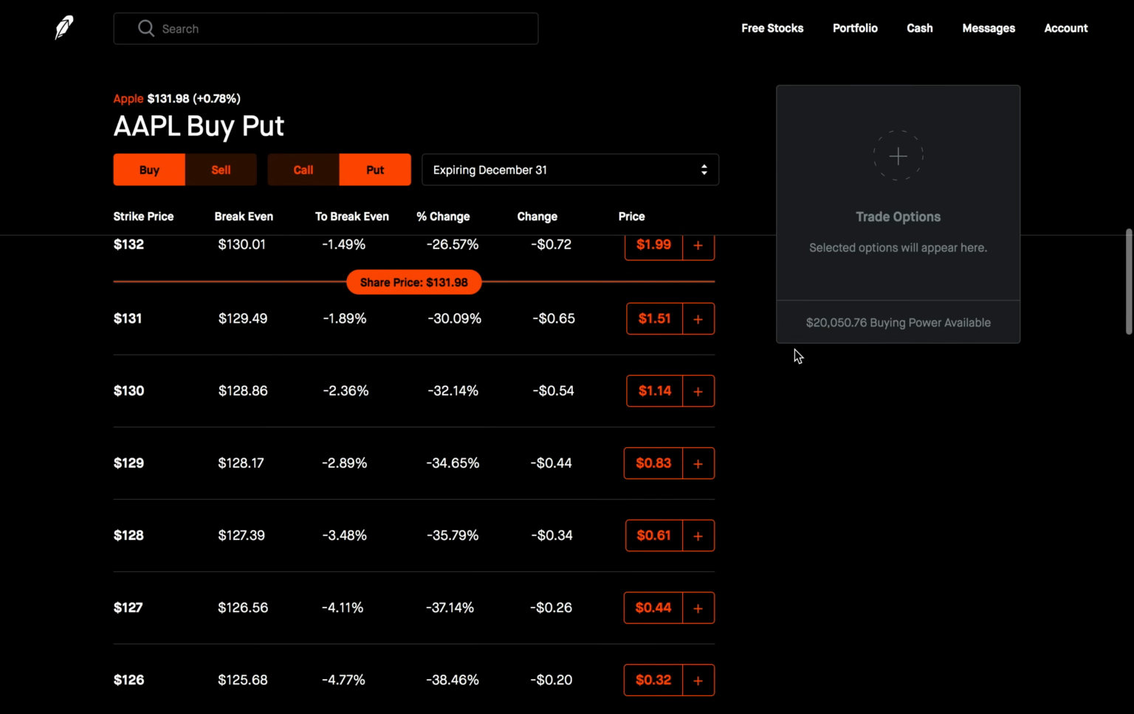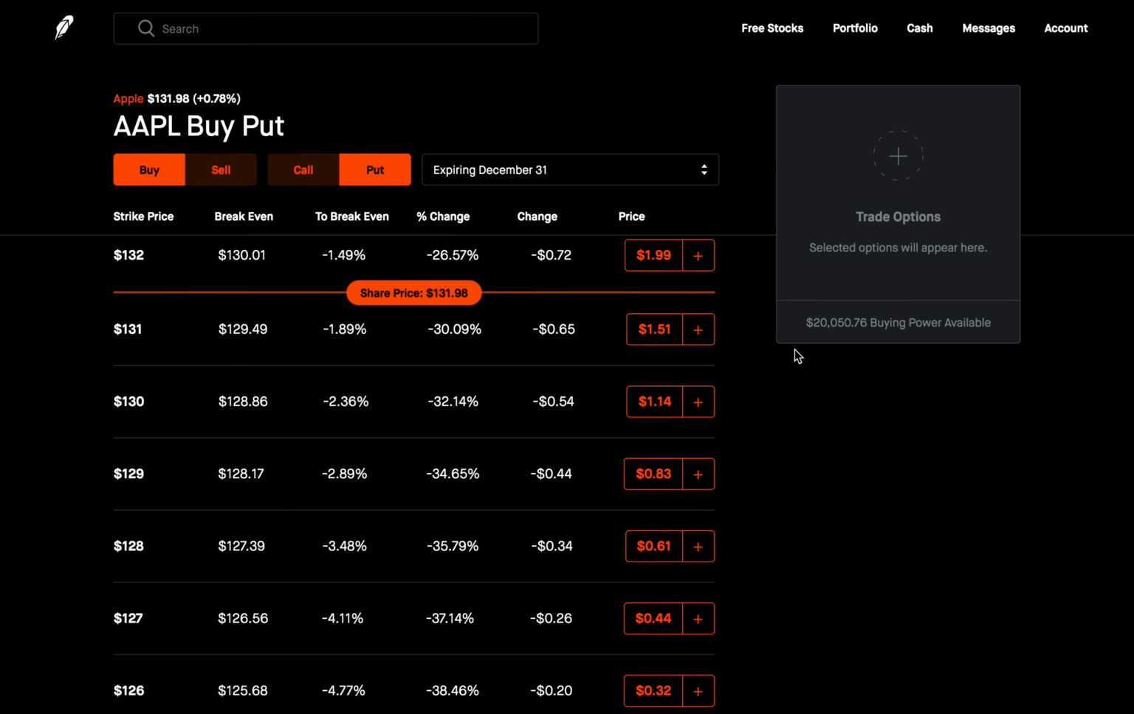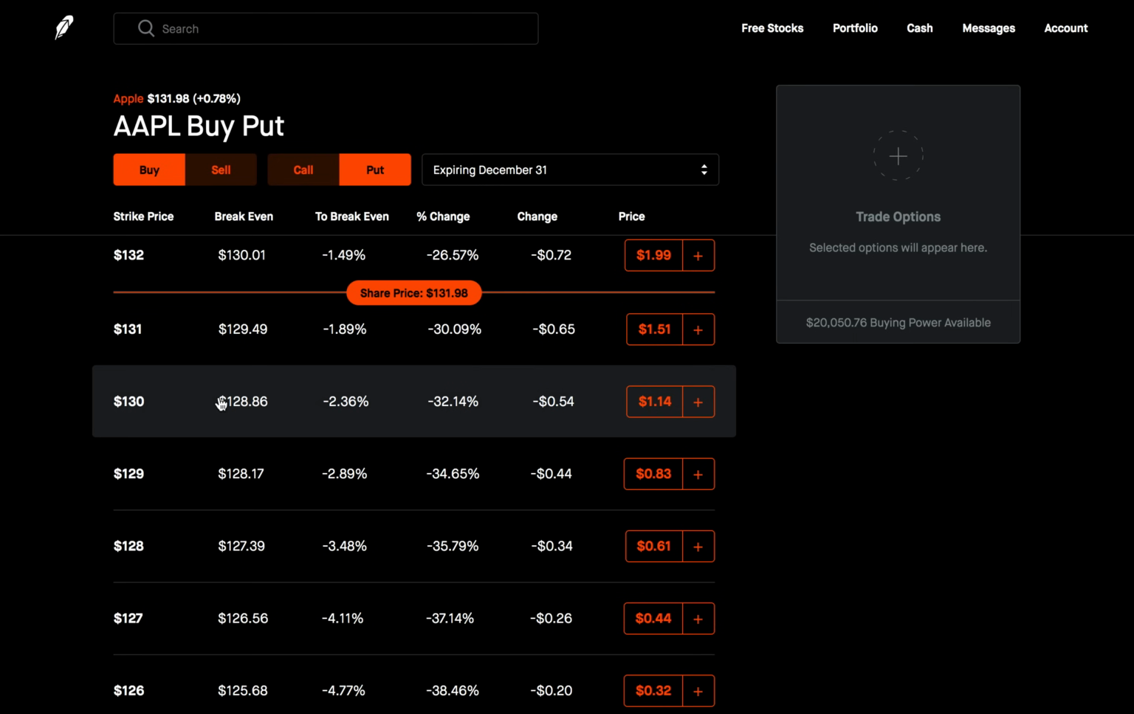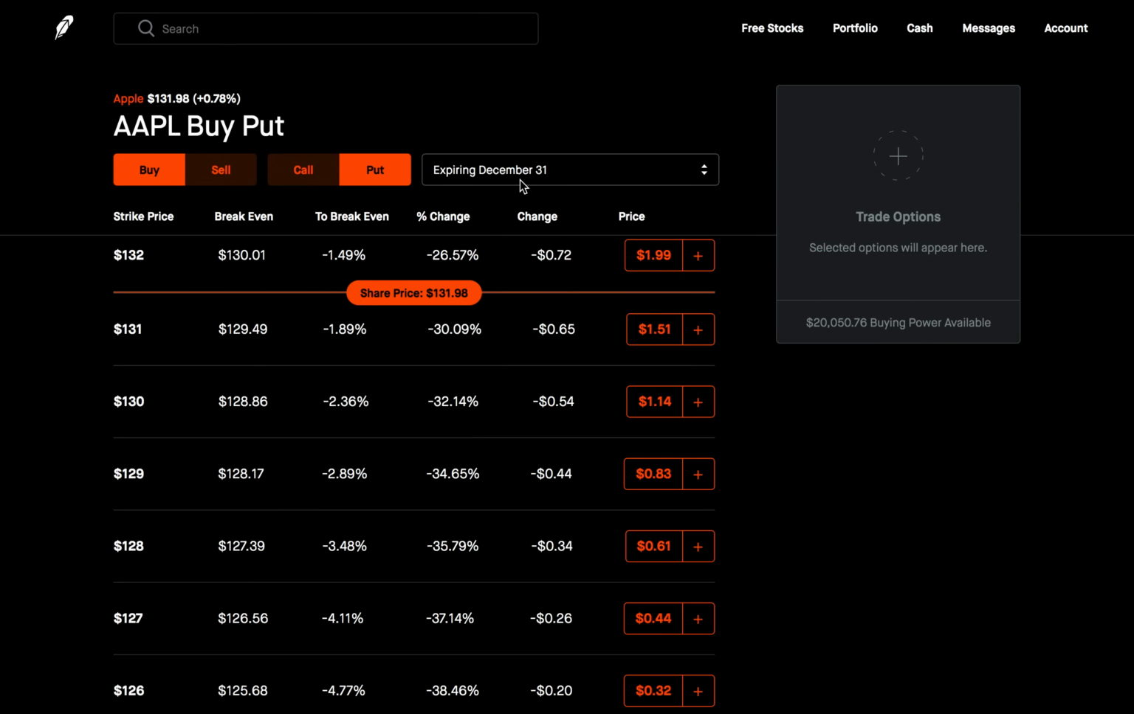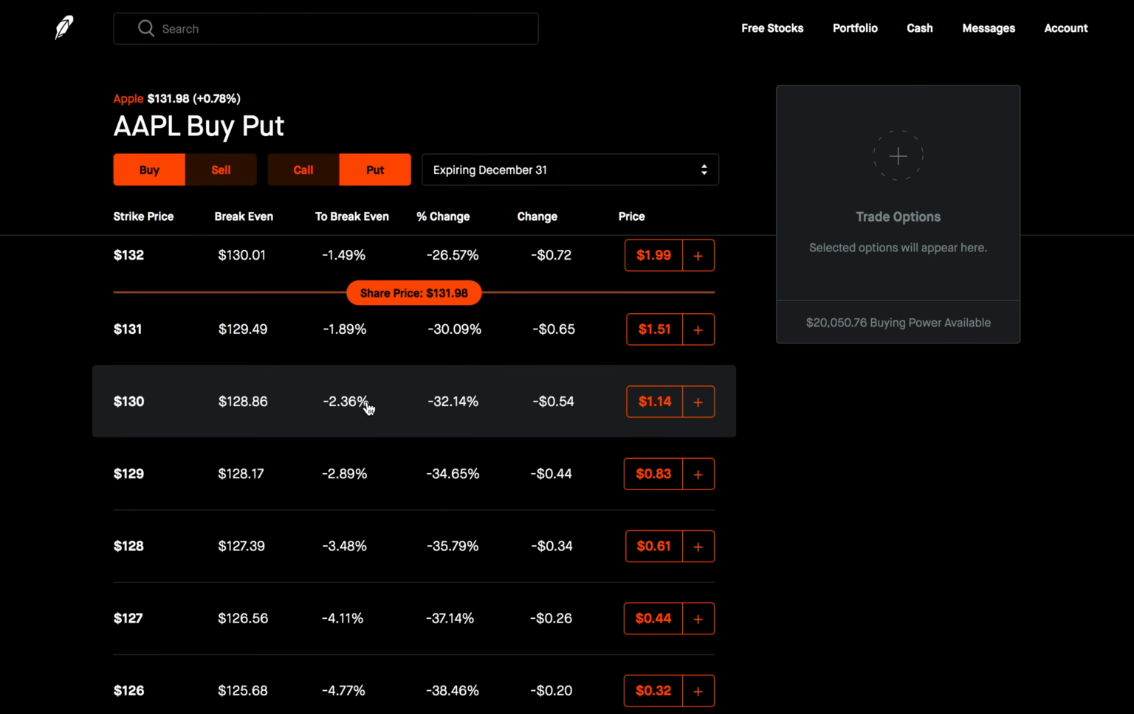Now, I want to also start off here by actually talking about what the definition of buying a put actually means. What does it actually mean to buy a put? So when you buy a put, you have the right but not the obligation to sell 100 shares of the stock at the strike price that you chose anytime before the expiration date, right? So for example, if I wanted to buy this put right here, we can see that the strike price is $130 per share.